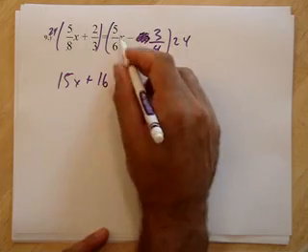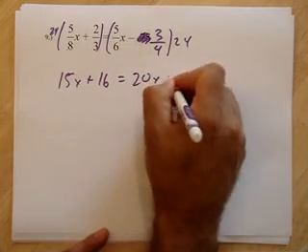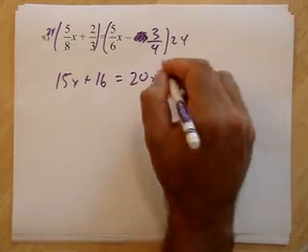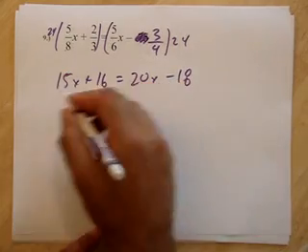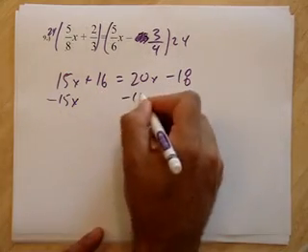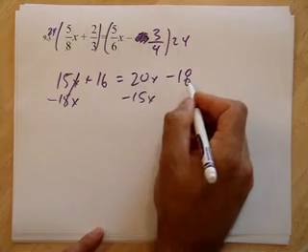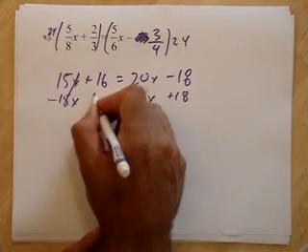Equals 24 divided by 6 is 4 times 5 is 20x. Minus 24 divided by 4 is 6 times 3 is 18. Now what am I going to do? I'm going to bring the 15 over here. Minus 15x here, minus 15x here. Those are gone. Now also what I do, I want to get rid of this right here, so I'm going to add 18 here. Add 18 there.